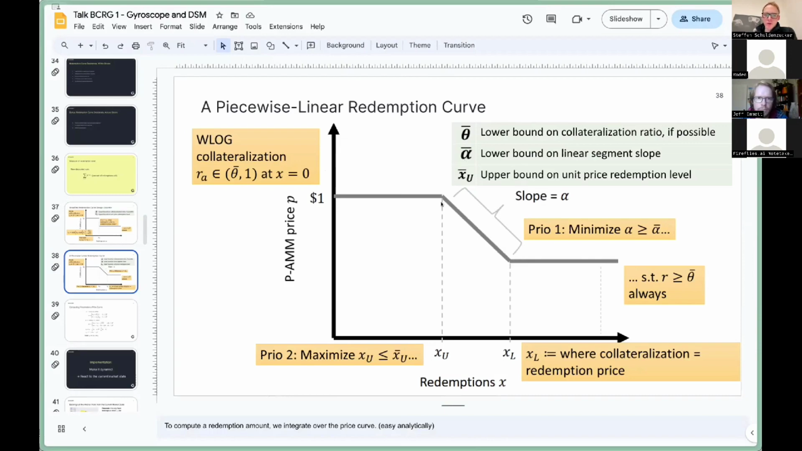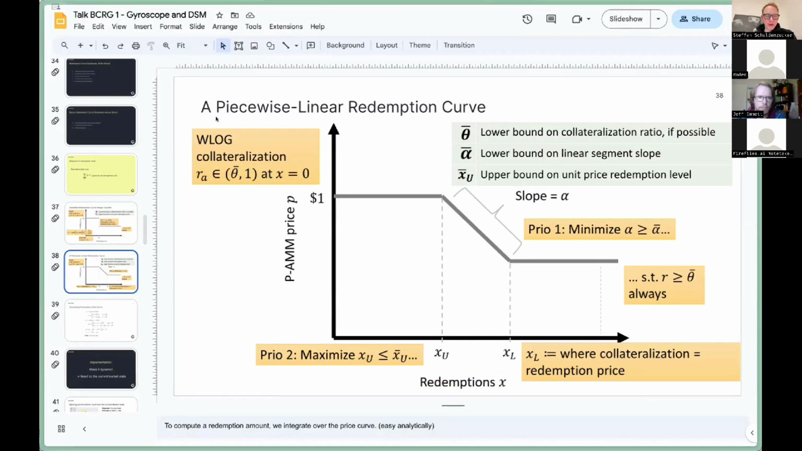It has a lower bound on the slope of this segment. You can leave that out, but then the whole thing degenerates into something that only has 2 parts. And then there's an upper bound on this point. Based on that, this fully specifies the other 2 points. So it specifies how long the system can offer a redemption price of 1, and also where this curve has to become constant again.